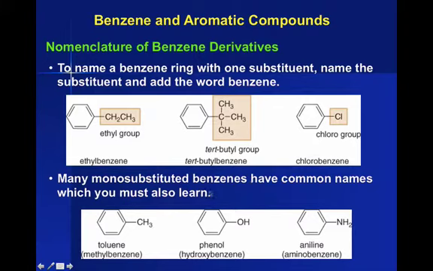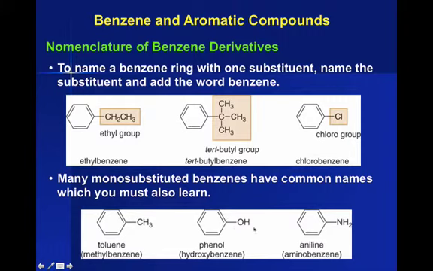There are some common names that you also have to learn. For example, you might look at this molecule and say that should be methylbenzene. In fact, that's not an incorrect way to name it. However, methylbenzene is more commonly known as toluene. Toluene is used in a number of paint thinners and fingernail polish type removers. It's a very useful aromatic organic hydrocarbon that's used for a variety of purposes.